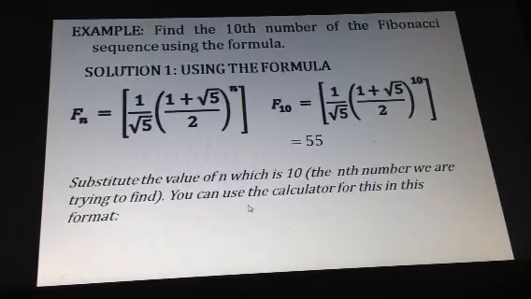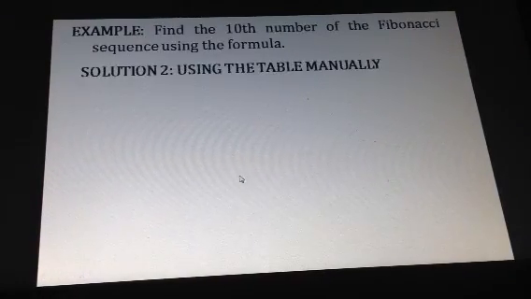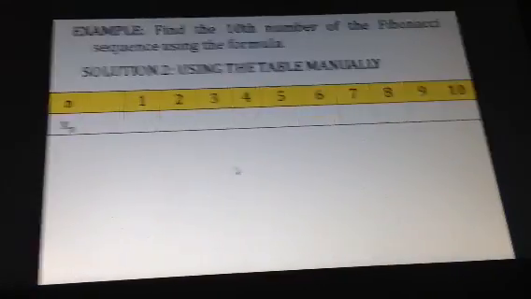55. So, ganito yung pwede nyong i-type sa calculator. Kasi kailangan doon madaming parenthesis, kung hindi nyo makukuha yung sagot. Again, papalitan lang yung value ng n, kung ano yung hinahanap na number. And that is one solution. Another solution is using the table manually. So, ito yung table natin.